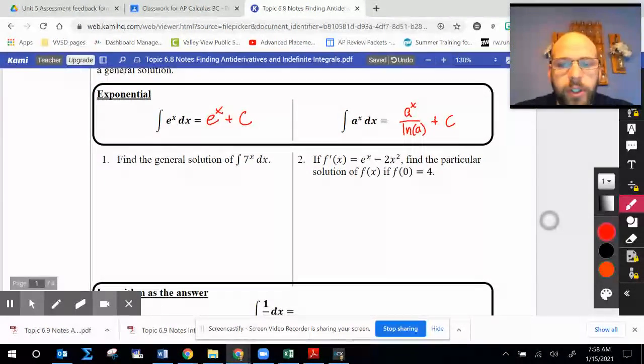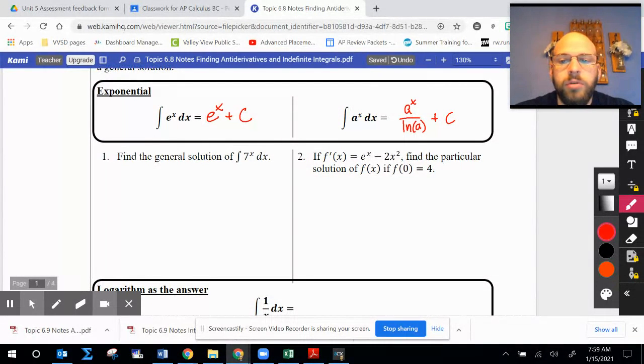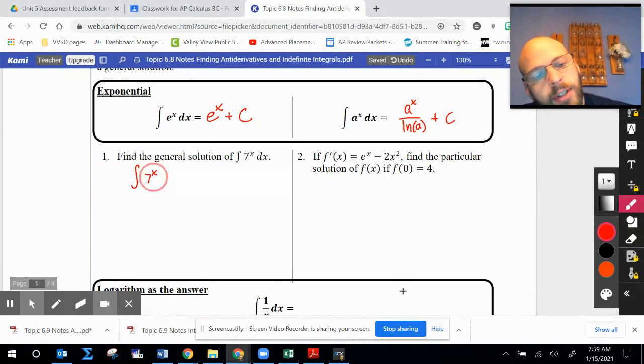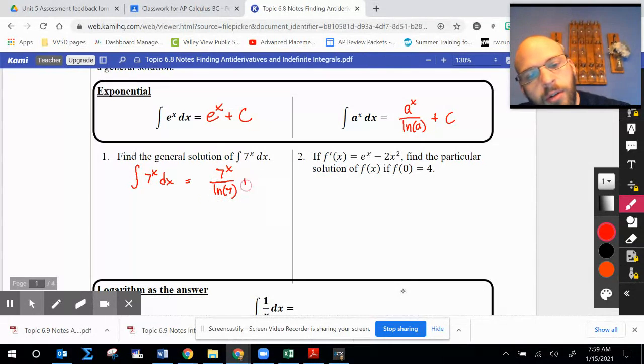All right, and let's see if we can put these to use, to practice. Find the general solution of the antiderivative. So integrate 7 to the x power. If I integrate 7 to the x power dx, that is going to give me 7 to the x all over the natural log of 7 plus c, of course.